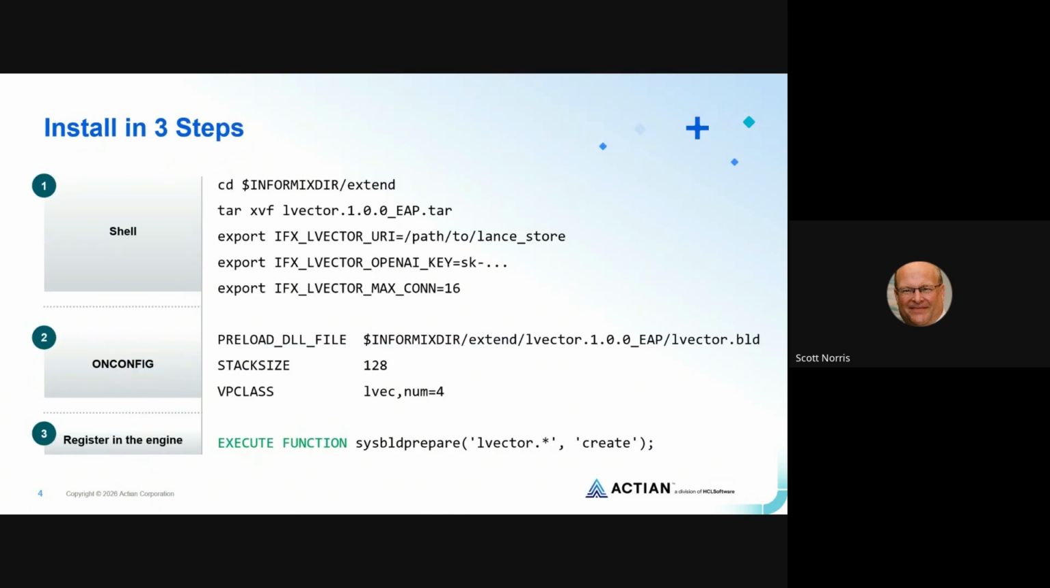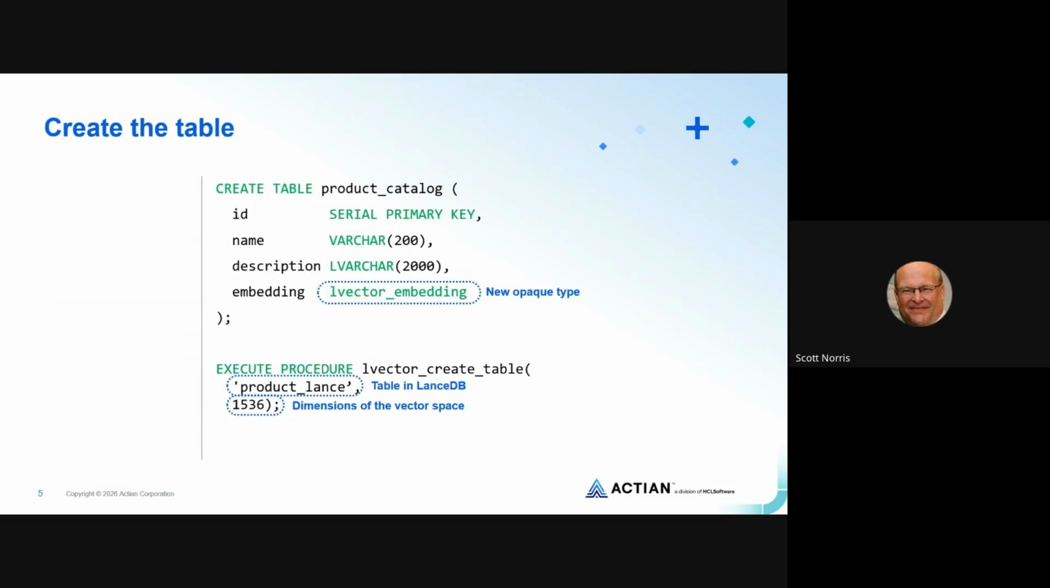First, we want to go into our Informix extend directory where all the blades are located, and we're going to untar the new HCL Informix VectorBlade. We're going to add the following 3 export commands into our shell, and then add 3 commands into our onconfig configuration file. We're then going to register the engine with the VectorBlade. We're going to create the table, knowing we're using a new data type, the L vector embedding. And then we're going to create an L vector Lance table in our database.